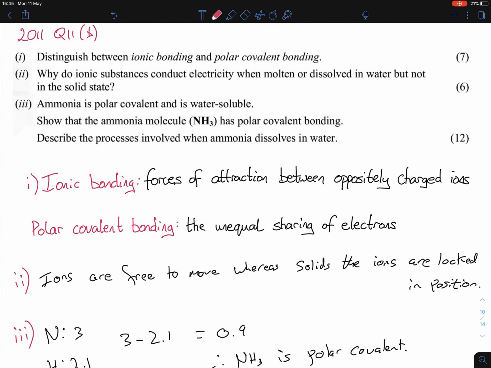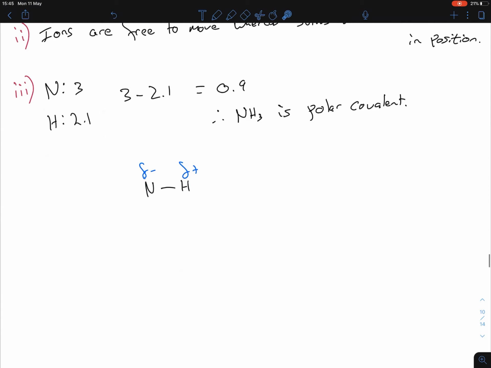So the last part there is: describe the process involved when ammonia dissolves in water. If it's dissolving in water, this has got to do with whether it's polar covalent or not. Now, ammonia is polar, like dissolves like, so therefore ammonia, NH3, will readily dissolve in water, which is also a polar substance. So what happens there?